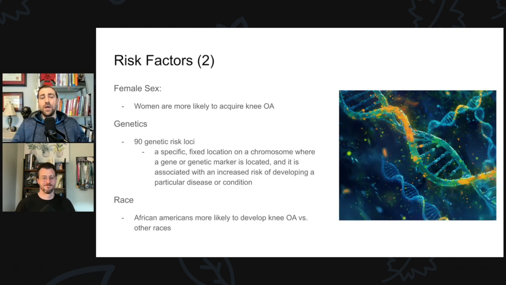Next, female sex. Women are more likely to acquire knee osteoarthritis. Genetics play a role, which I thought was very interesting. There are 90 genetic risk loci. This study, I think, was from 2022, so maybe they've found more now. I had to look up what a risk loci was, because I didn't really know what that meant. A risk locus is a specific fixed location on a chromosome where a gene or genetic marker is located. It is associated with an increased risk of developing a particular disease or condition. They've identified 90 of these, which increase your risk of knee osteoarthritis. So yes, there definitely is a genetic component. We're learning more about this over the course of time.